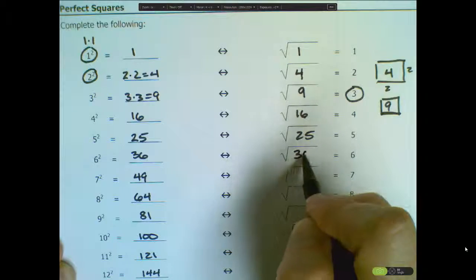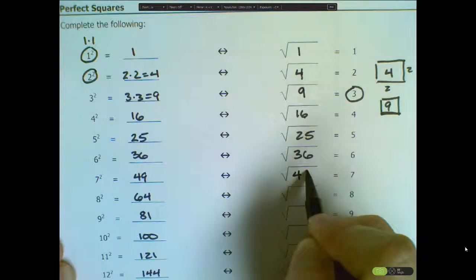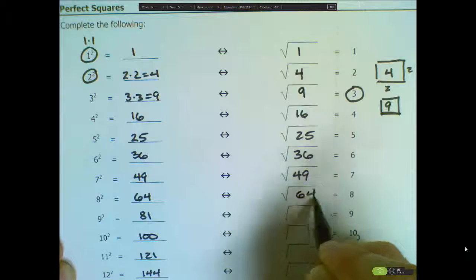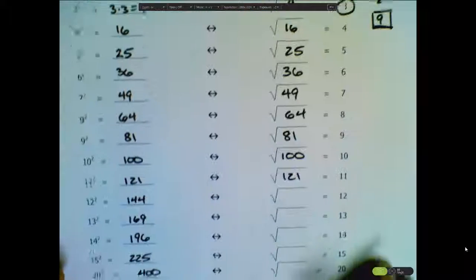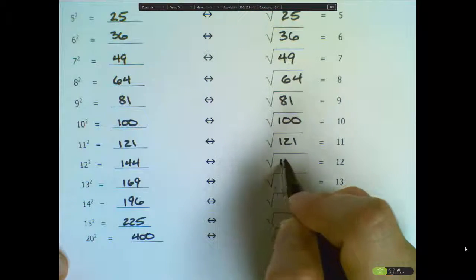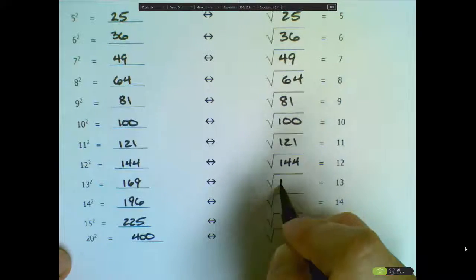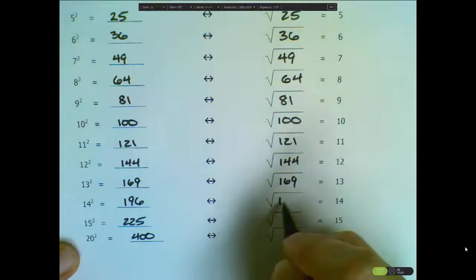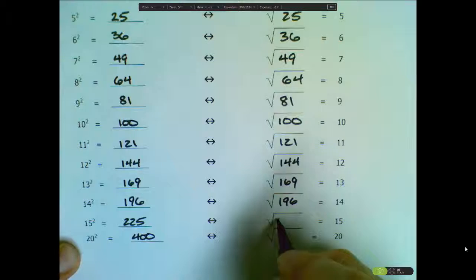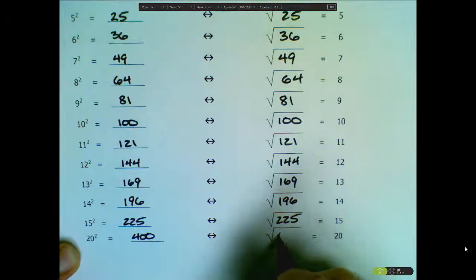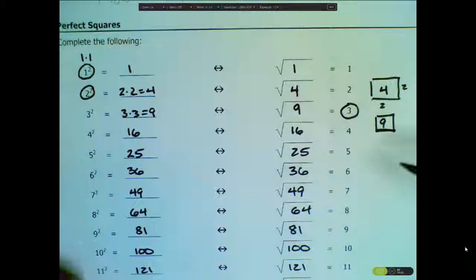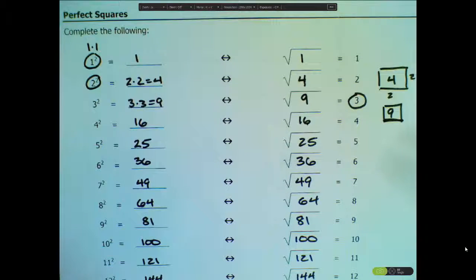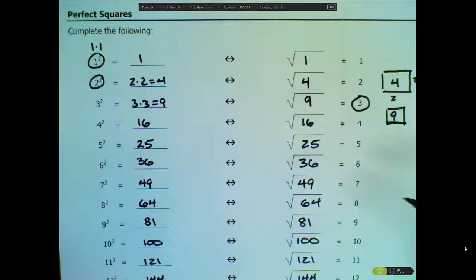So the square root of 36 is 6, the square root of 49 is 7, 64 is 8, the square root of 81 is 9, the square root of 100 is 10, the square root of 121 is 11, the square root of 144 is 12, the square root of 169 is 13, the square root of 196 is 14, the square root of 225 is 15, the square root of 400 is 20. Okay, so this is a list that's important. It's a list that we're going to be using, and so please take some time to become familiar with those numbers.